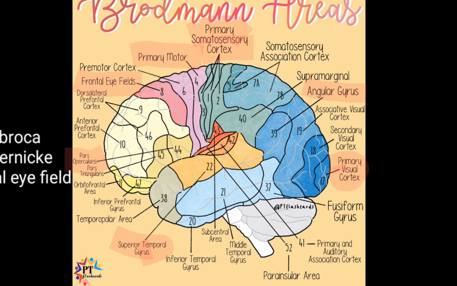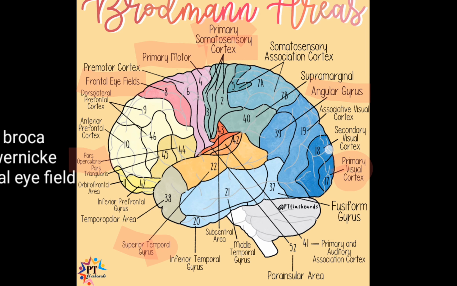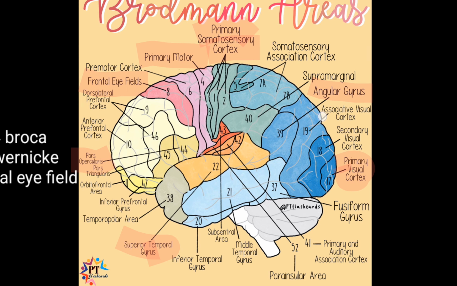Keyhole vision, not keyhole visual defect. Keyhole visual defect is due to the lateral geniculate body. Unilateral injury will result in contralateral homonymous hemianopia with macular sparing, meaning the macula is spared and keyhole vision is left. Bilateral injury will result in cortical blindness with intact pupillary reflex. It lies in the calcarine sulcus. Then after 17 we have 18, the secondary visual area. Then we have 19.